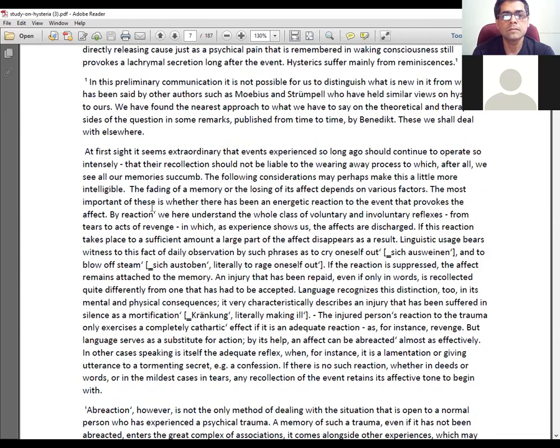At first sight, it seems extraordinary that events experienced so long ago should continue to operate so intensely, that their recollection should not be liable to the wearing away process to which, after all, we see all our memories succumb. The following considerations may perhaps make this a little more intelligible. The fading of a memory or the losing of its effect depends on various factors. The most important of these is whether there has been an energetic reaction to the event that provokes the effect. By reaction, here we understand the whole class of voluntary and involuntary reflexes, from tears to acts of revenge, in which, as experience shows us, the effects are discharged.